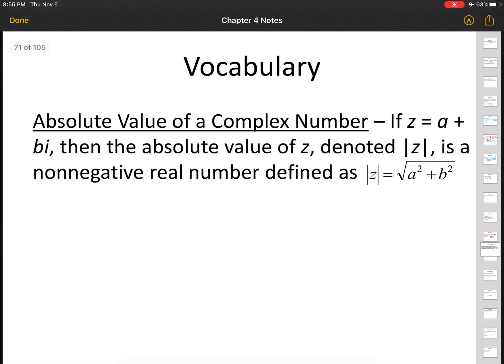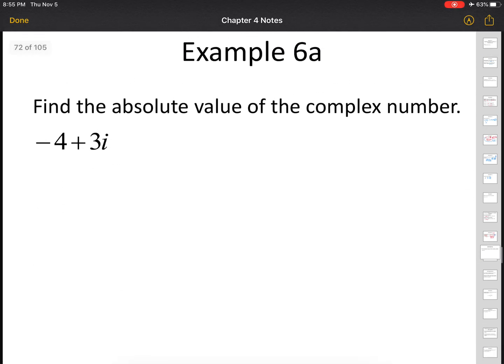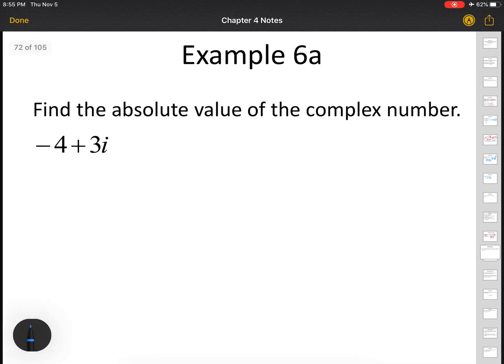And lastly here we have that we can take the absolute value of a complex number. The only thing we need to do is look at the a part, or the real part, and the imaginary part, square those numbers, and put them underneath a big square root and simplify. Okay, so let's look at how we can take the absolute value of a complex number.